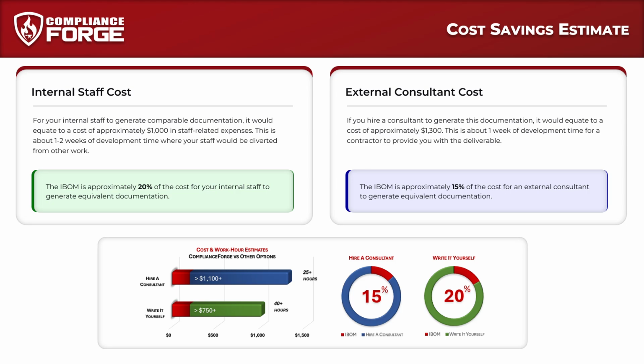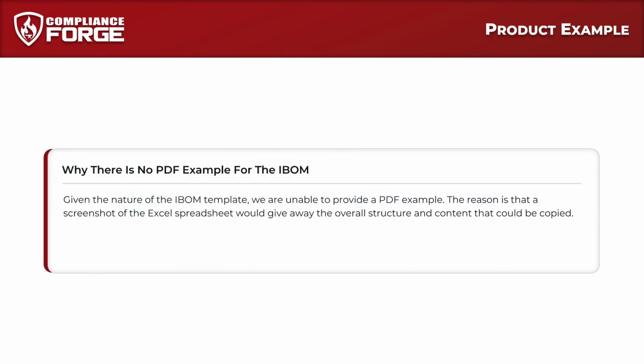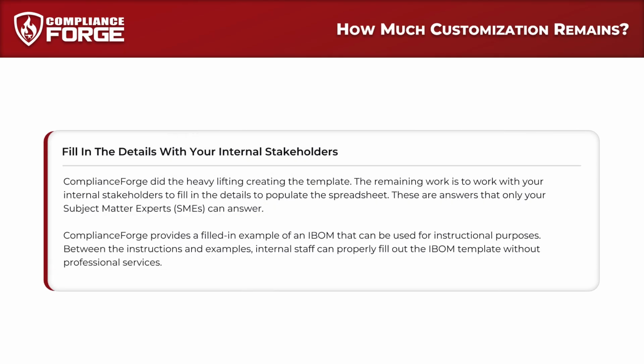The IBOM is approximately 20% of the cost for your internal staff and approximately 15% of the cost for an external consultant to generate equivalent documentation. The template itself is $200. Given the nature of the IBOM template, ComplianceForge is unable to provide a PDF example. The reason is that a screenshot of the Excel spreadsheet would give away the overall structure and content that could be copied.